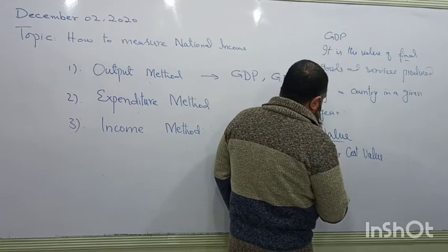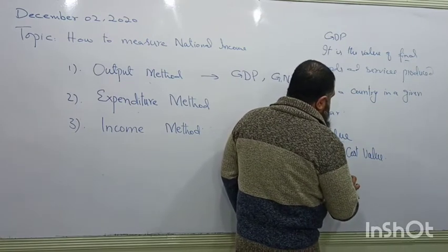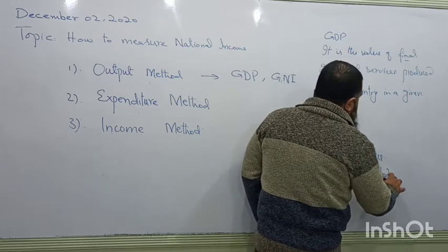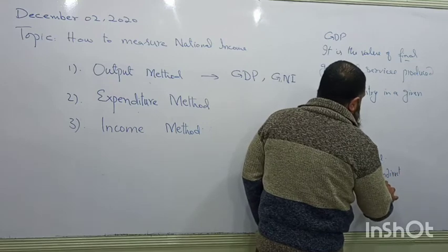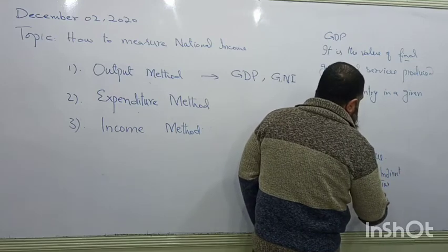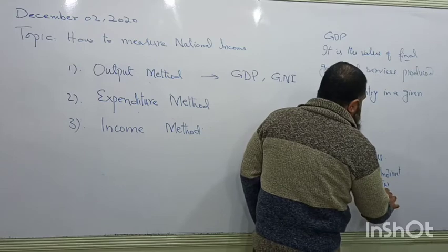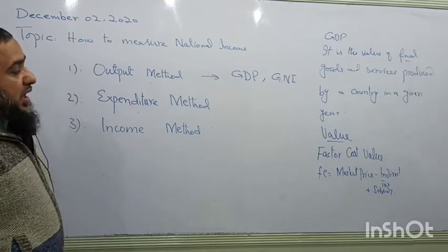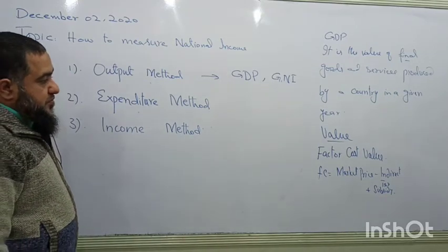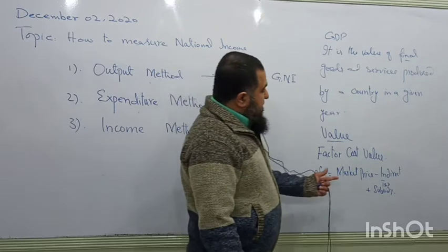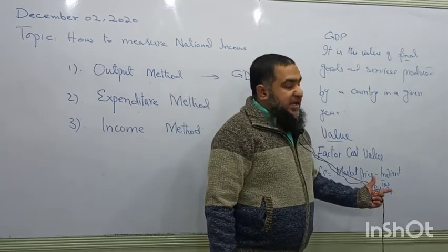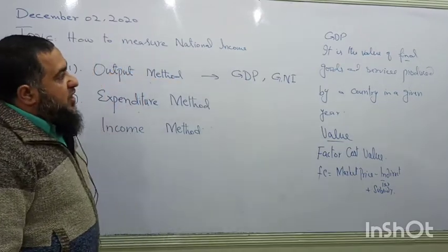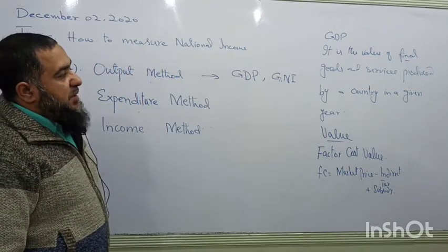I am writing factor cost, FC, equals market price minus indirect taxes plus subsidy. If any subsidy is provided, then it will be called the factor cost value. Okay, market price, subtract indirect tax from that market price and add subsidy if any, then you will be able to get the factor cost value at which the output of the country will be measured.